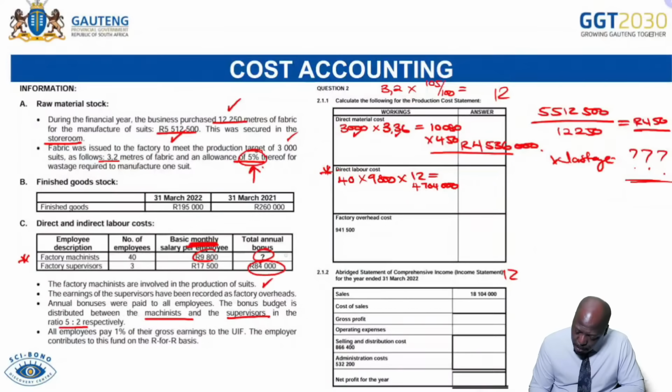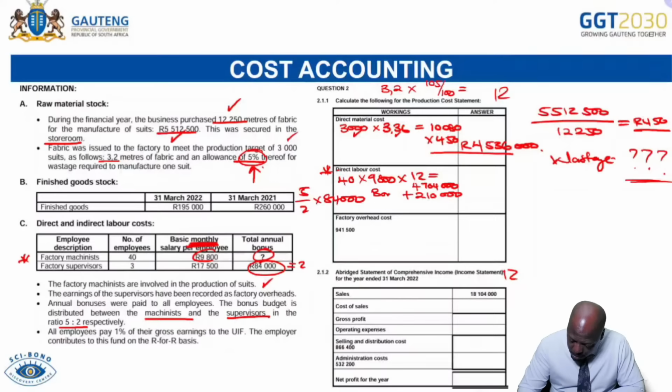And we know that the bonus of the machinists, so we're coming here to get the bonus of the machinists, which is the 5. And what we're given is the bonus of the supervisors, which is 2. So it's 5/2. And then we multiply that by our 84,000. And that will give me 210,000. So I'm coming to say the 4,704,000 plus 210,000, which is the bonus now. This is the bonus.